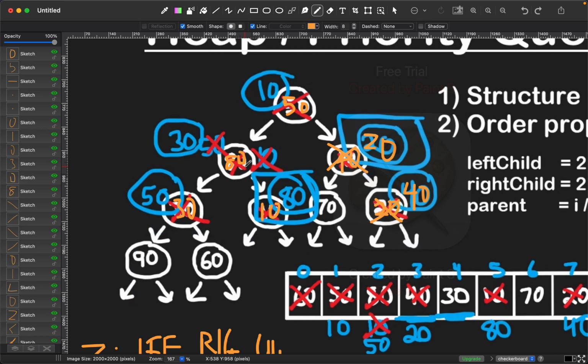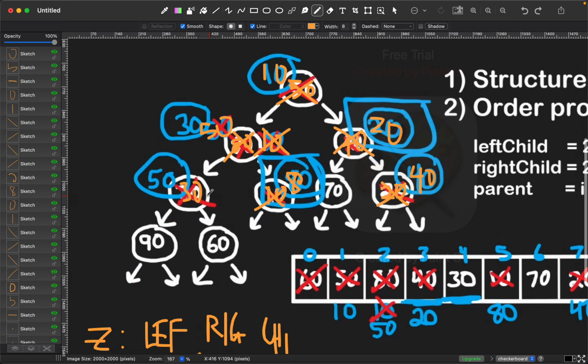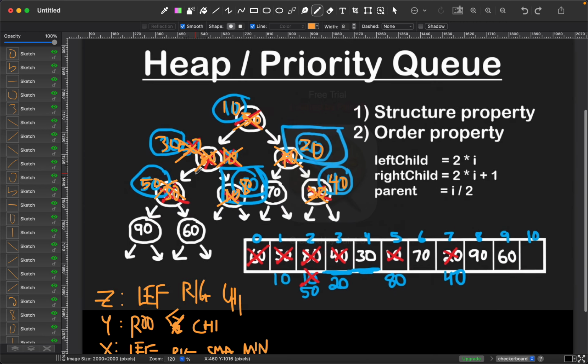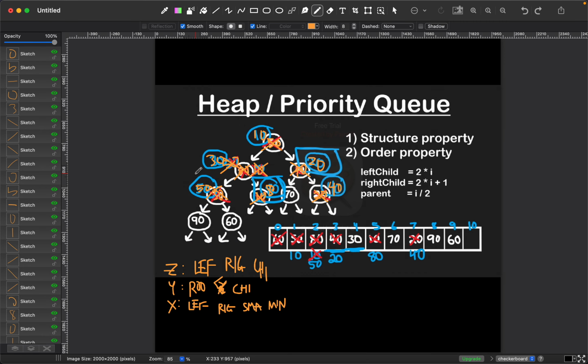Maybe 10 and 30, which one is smaller? I mean, 10 is definitely smaller. So I do perform a swap. 10 over here, 80 over here. Between these two, which one is smaller? 10 is smaller. So I perform a swap. So between these two, which one is smaller? I mean, 30 is smaller. So pretty much this is this.